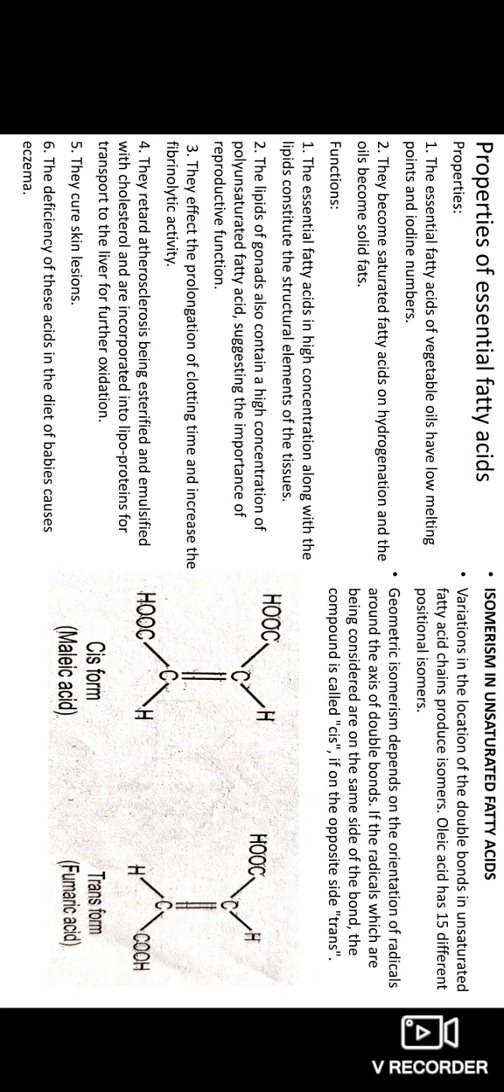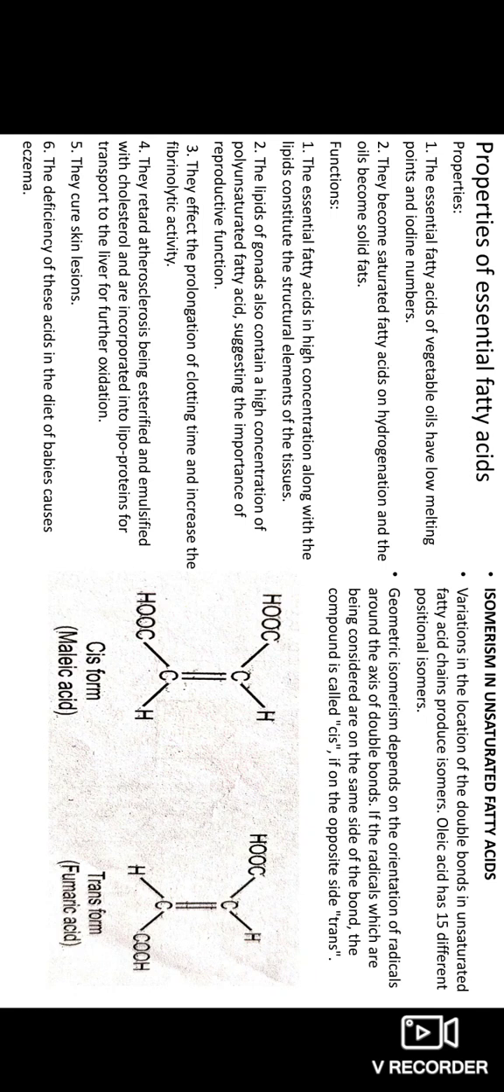Now, functions of these essential fatty acids. Their high concentration along with the lipids constitutes the structural elements of the tissues. Gonads also contain a high concentration of polyunsaturated fatty acids, suggesting their importance in reproductive function.